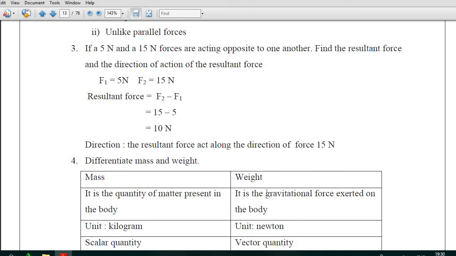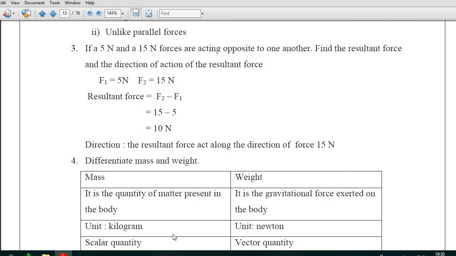When you are considering weight, if you are keeping a stone or anything in your hand, it is pulled down by the gravitational force. That force is weight, but the particles or matter present in that body is called mass. The unit of mass is kilogram, the unit of weight is Newton. Next point, mass is a scalar quantity while weight is a vector quantity.